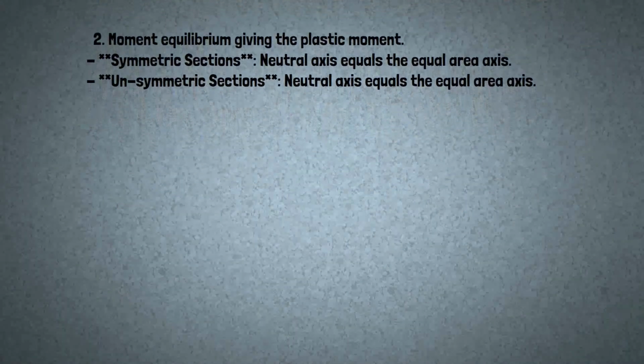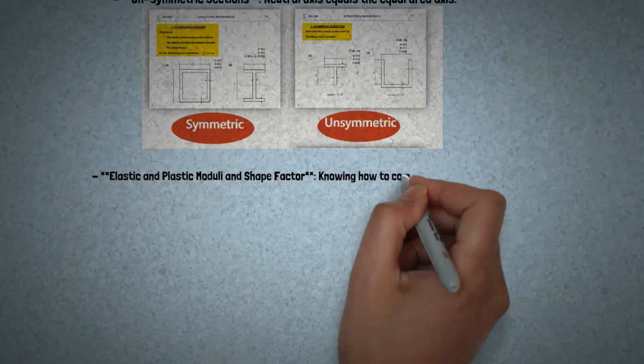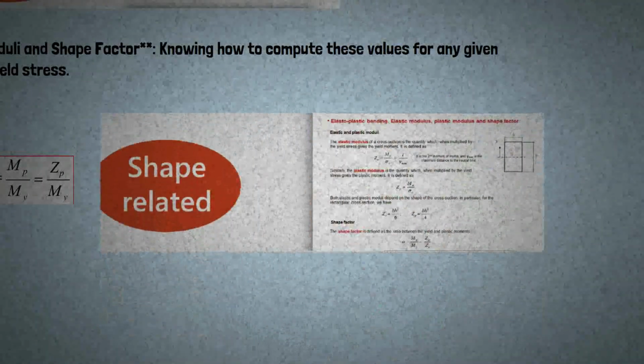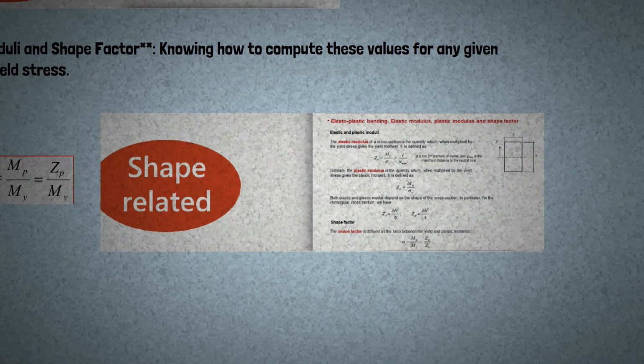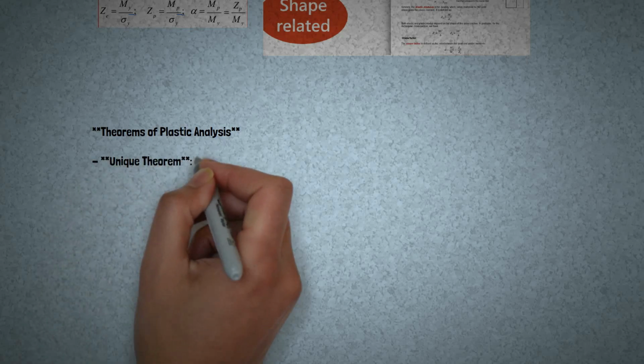Symmetric sections: neutral axis equals the equal area axis. Unsymmetric sections: neutral axis does not equal the equal area axis. Elastic and plastic moduli and shape factor: knowing how to compute these values for any given shape, assuming known yield stress. Theorems of plastic analysis.